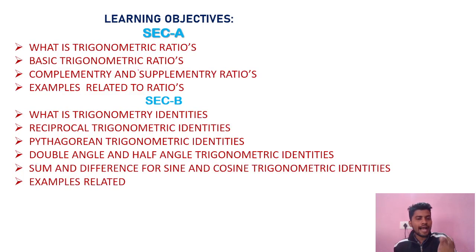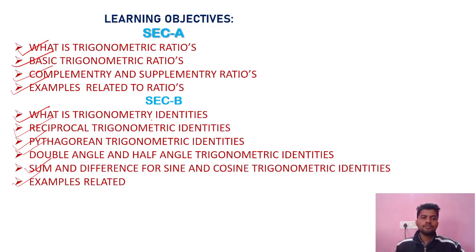Now, trigonometry I have divided into two sections, trigonometric ratios and trigonometric identities. So first we will see trigonometric ratios, then we will see trigonometric identities. In trigonometric ratios, we will see what a trigonometric ratio is, basic trigonometric ratios, complementary and supplementary trigonometric ratios, and examples related to ratios. Then, what is a trigonometric identity, reciprocal trigonometric identities, Pythagorean trigonometric identities, double angle and half angle trigonometric identities, sum and difference for the sine and cosine trigonometric identities, and examples related to that.